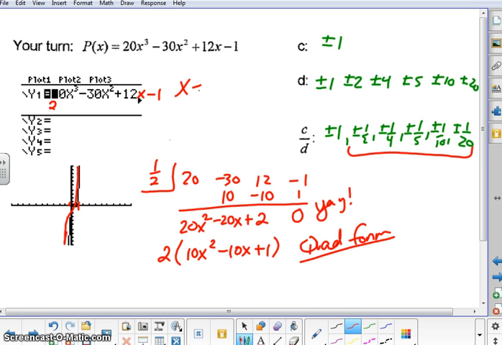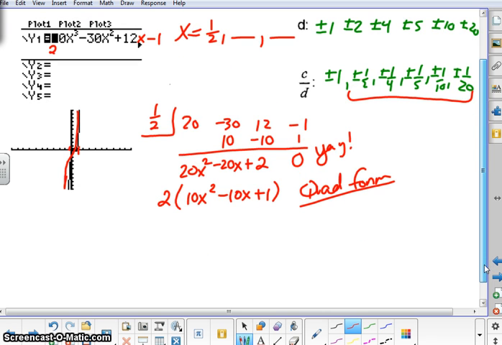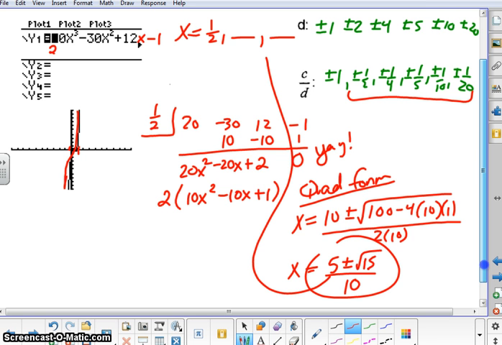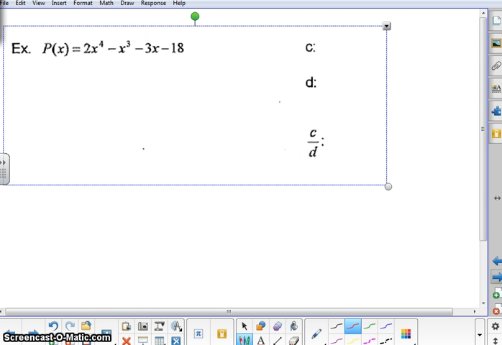So far we've got 1/2, and we need 2 more because there's a degree of 3. And go ahead and push pause and do the quadratic formula. Okay, so we have x equals 10 plus or minus square root of 100 minus 4 times 10 times 1, all over 2 times 10. And you end up getting an answer of 5 plus or minus square root of 15, all over 10 after reducing. So that gives you the other 2 roots. Okay, let's go ahead and go to the next one.